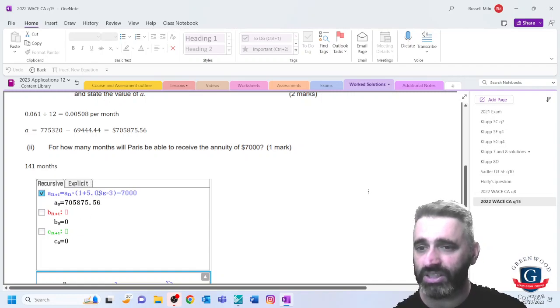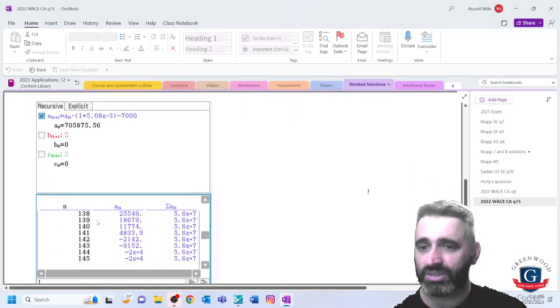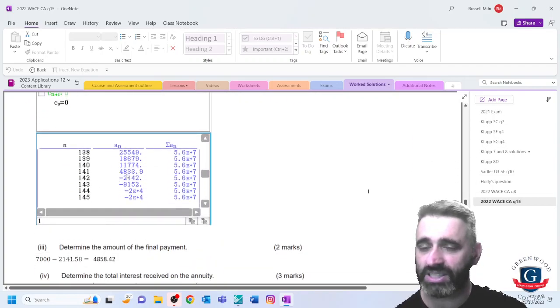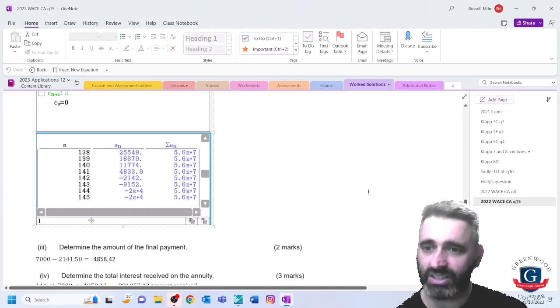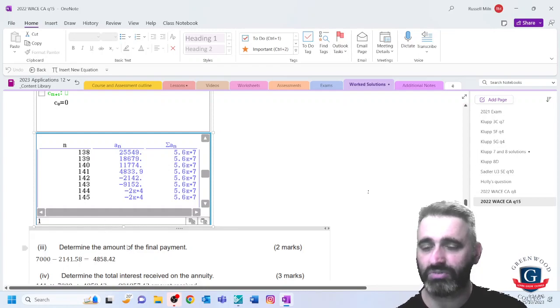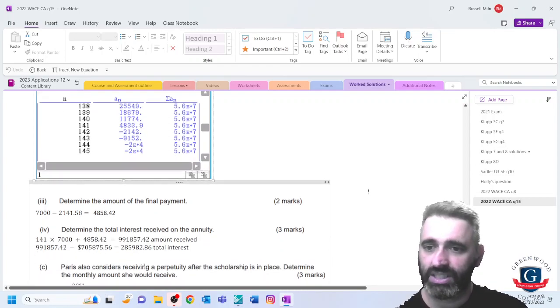Now, for how many months will Paris be able to receive the annuity? We'll put those values into recursive mode with your initial amount and look for the 0 value. In this case, the last full $7,000 payment was in month 141. The final payment will be 2142.58. You click on it, it comes up down the bottom here. And you subtract that from the 7,000 because you don't have enough money to pay the whole amount, giving you 4858.42.